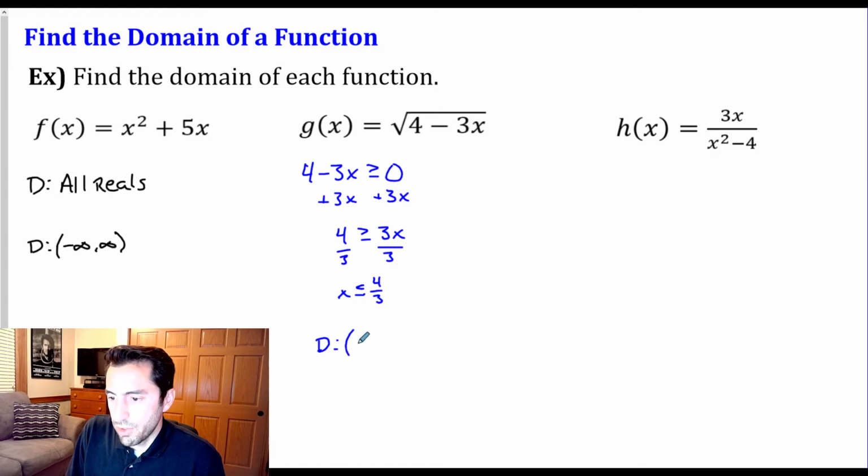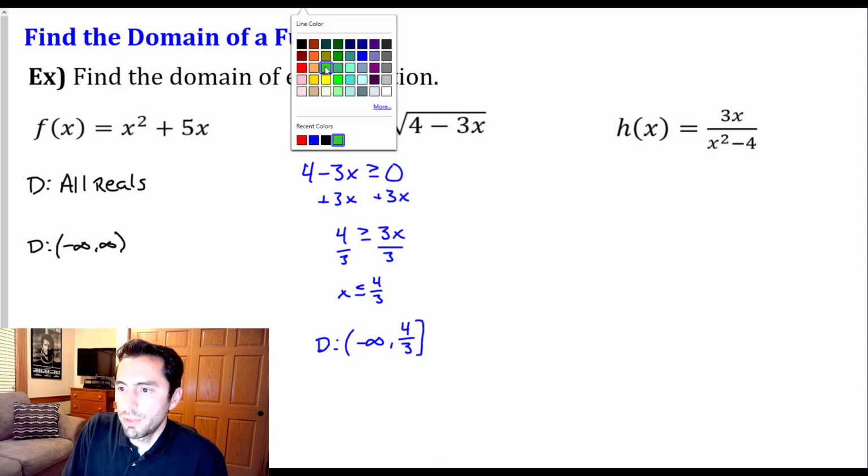So that is going to include everything from negative infinity. Then we're going to go all the way up to positive 4/3. And this does have the or equal to part. So to indicate that, we'll use a square bracket. That means that we are going to include 4/3.